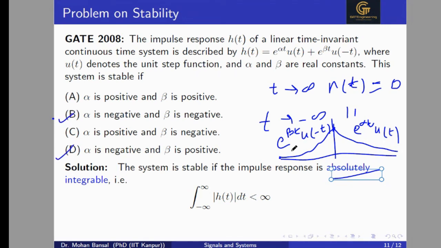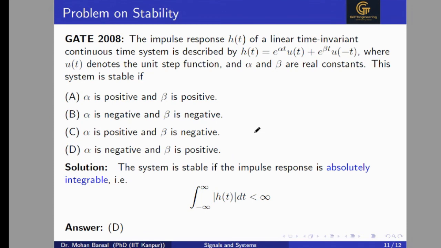And from this side, it is the rising function till t equal to 0, in the negative side, so beta should be positive. Then this exponential will increase. So alpha is negative and beta is positive, that is the correct answer. So the correct option is D here.